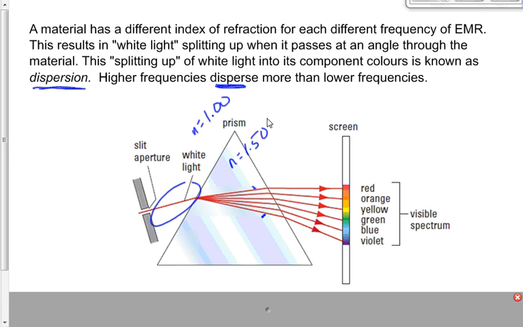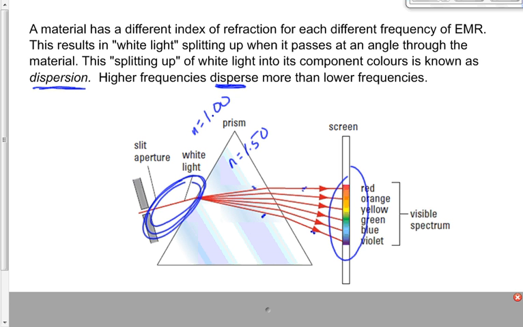It happens again when it reaches the other side. Red light bends the least. Violet light bends the most. So what ends up happening? Well, the light that went in as white light, all the colors of the rainbow together, comes out as a rainbow. Red, orange, yellow, green, blue, indigo, and violet. Literally a rainbow. Dispersion is the process by which rainbows form. White light splits up because of a different index of refraction for each different color.